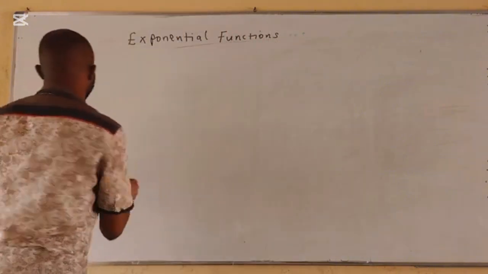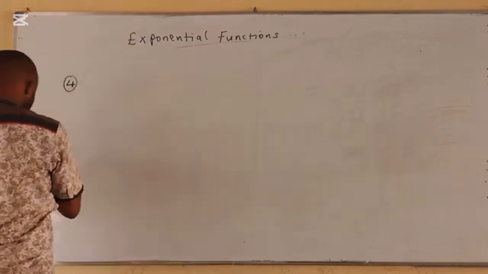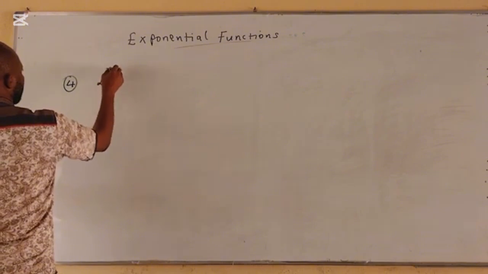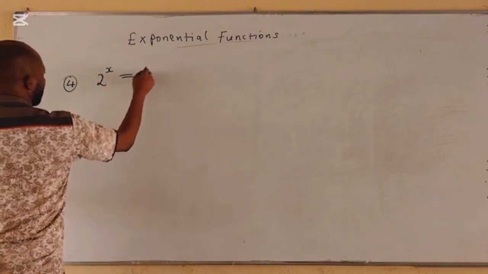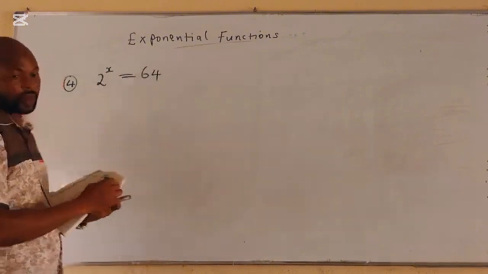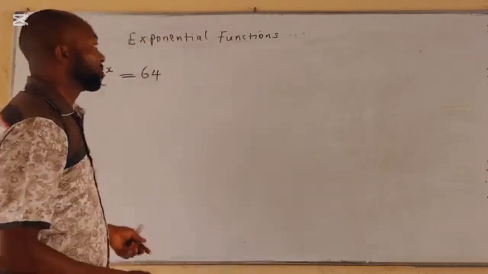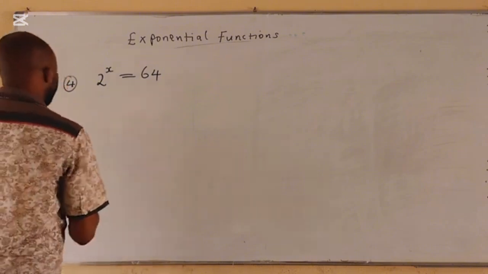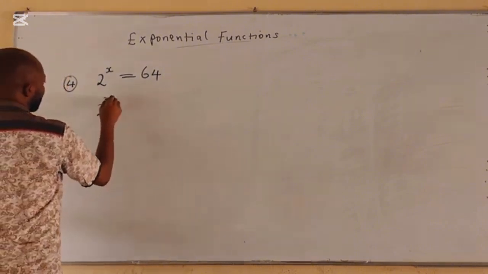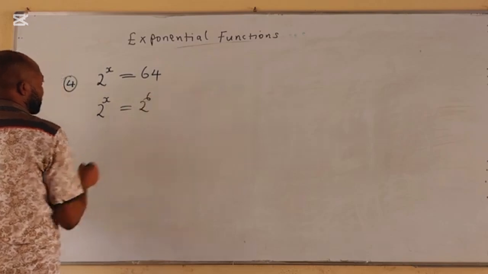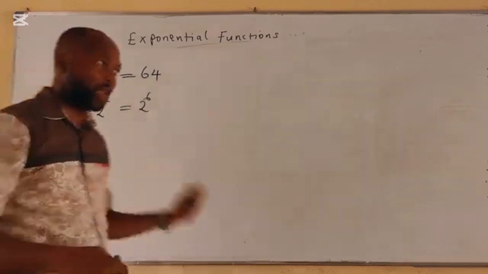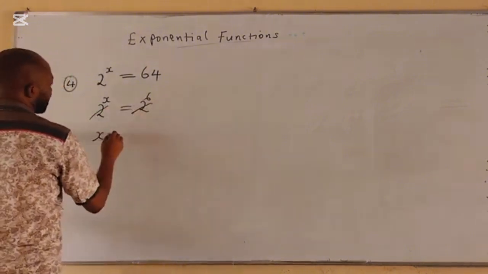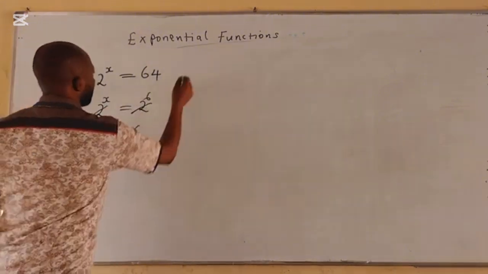We'll call it number 4. Let's take 2 raised to the power x is equal to 64. This seems more simplified compared to the last one we just saw. So I bring that to the same base. This is 2 raised to the power x is equal to 2 raised to the power 6, because 32 times 2 is 64. So they are the same. I cancel, and x is equal to 6. That's question 4.